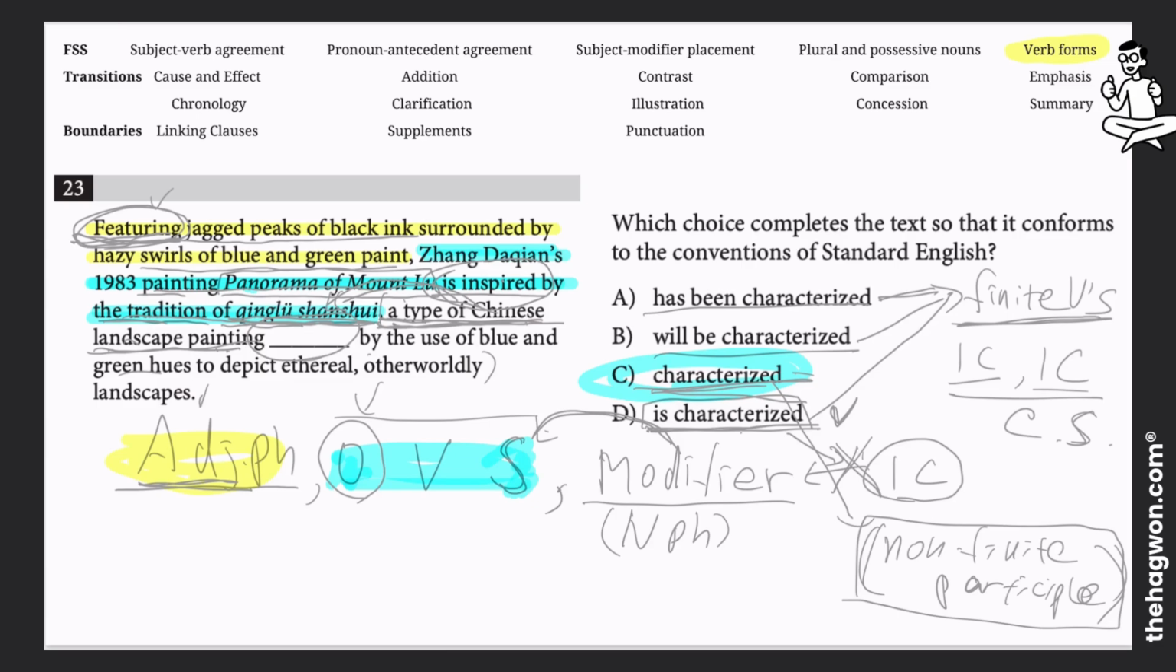In case you want to use non-finite verbs as a main one, you must add what's called a helping verb, something like is, being, can be, something like that. So choice C is our correct answer to finish our modifier here. Okay, this is characterized, the only non-finite participle that will complete our modifier noun phrase here in our answer choice. Whereas if you choose A, B, and D, these will actually set off another new sentence that will not modify the qinglü shanshui, but just become an independent clause on its own.